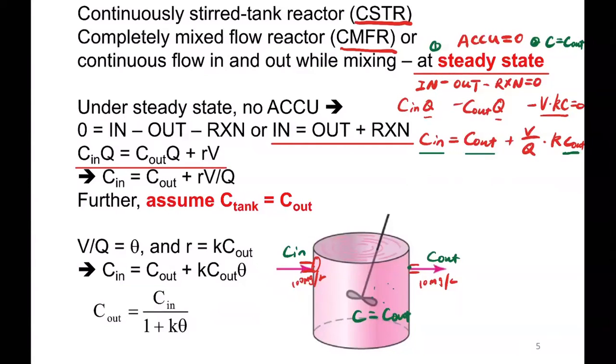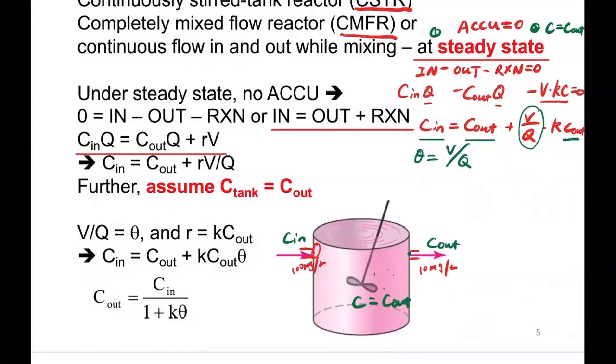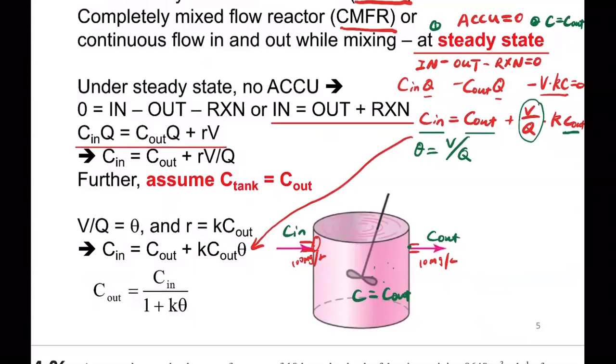And then further we make a substitution. So what we do is we assume that theta is equal to V divided by Q. Okay, so basically we want to substitute this term here. So what happens is we can basically change this equation to this equation. Let me just draw an arrow here. Okay, so we have C in equals C out plus K C out multiplied by theta.